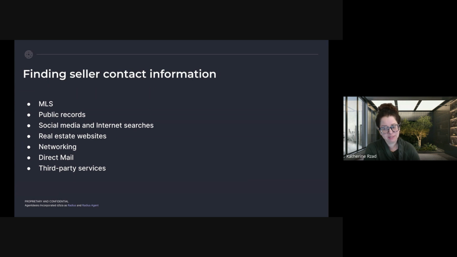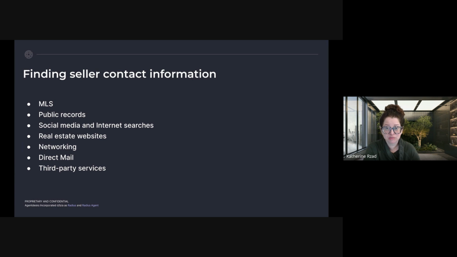Real estate websites. So you could see if Zillow, Trulia, Realtor.com has any information. Now, if this was ever a FSBO, a for sale by owner, then you would be able to find the seller's contact information pretty easily. So networking. If you know the previous listing agent, you could reach out to them and just find out, hey, what happened? Why did this expire? Why is this withdrawn? I mean, that works in some markets, right?